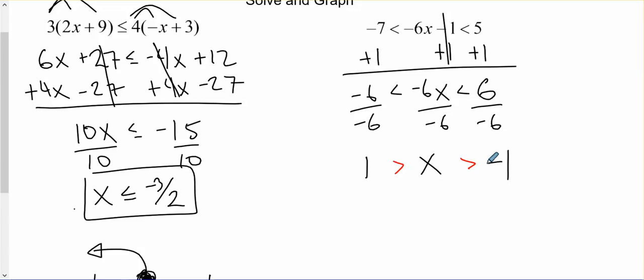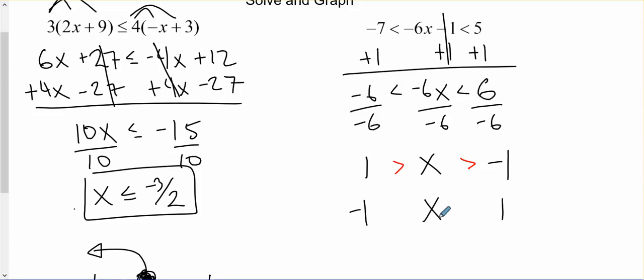So now if I look at this problem, my numbers aren't in order anymore. I've got 1, which is bigger than negative 1. So if I get something like that where my numbers aren't in order anymore, I'm going to rewrite them. So let's try it here. I'm going to rewrite this with negative 1 on the left and positive 1 on the right, just like I would on a number line.